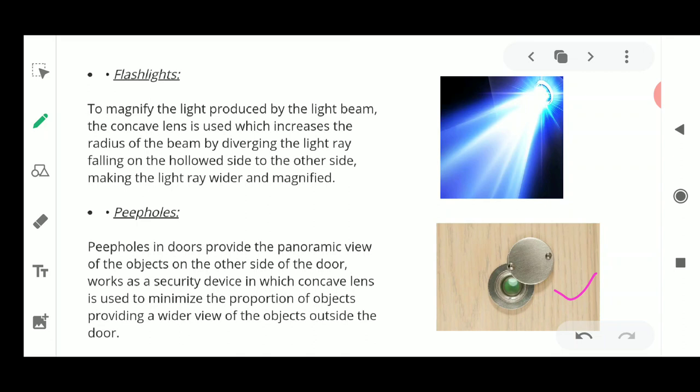So these peepholes in the doors provide a panoramic view of the objects on the other side of the door. What is this panoramic view? Panoramic view means it is going to give you the complete view of an object which is present on the other side of the door. Fine. But the person who is standing outside the door is not going to see through that peephole. It is made in such a way that the person standing outside the door cannot look inside to see whatever the person is doing.